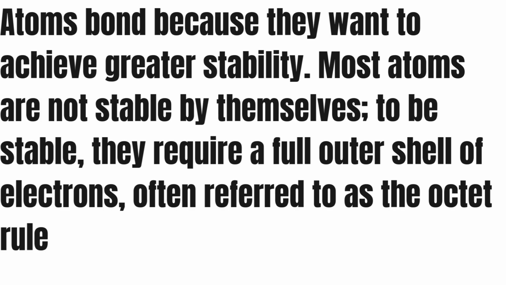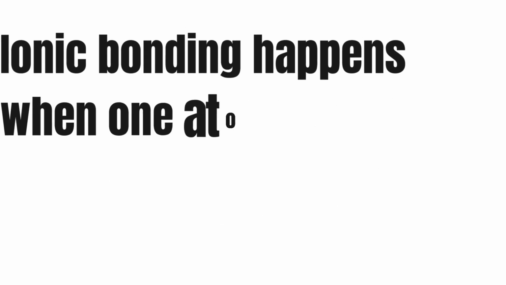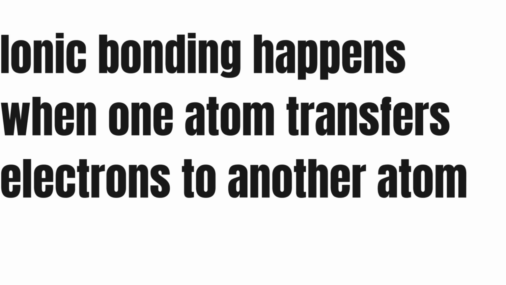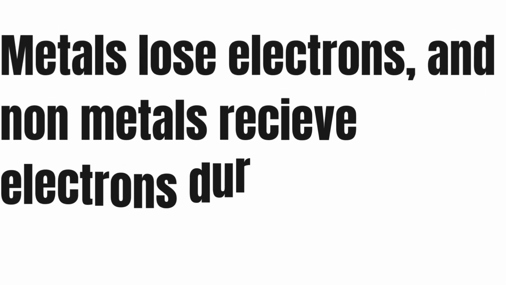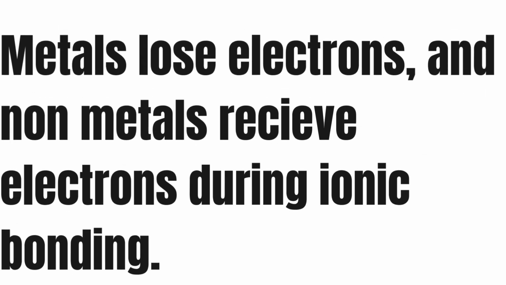Let's start with ionic bonding. Ionic bonding happens when one atom transfers electrons to another atom. Usually this is between a metal and a nonmetal. Metals lose electrons and nonmetals receive electrons during ionic bonding.